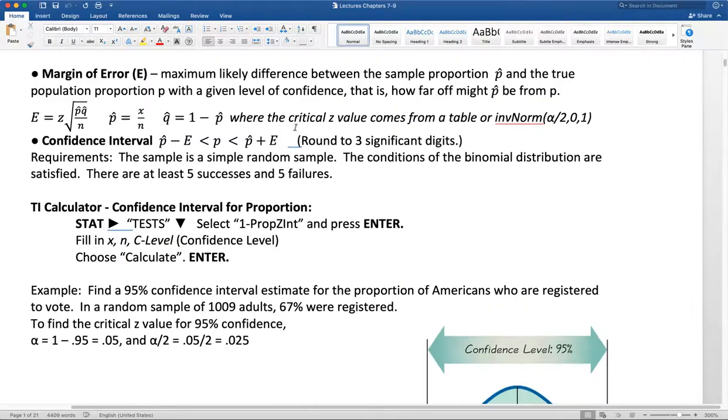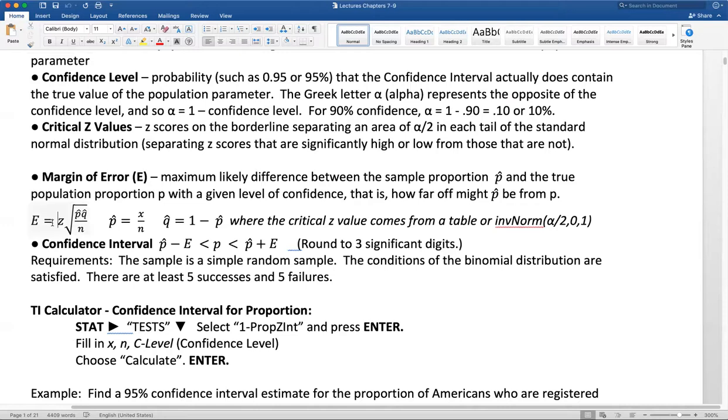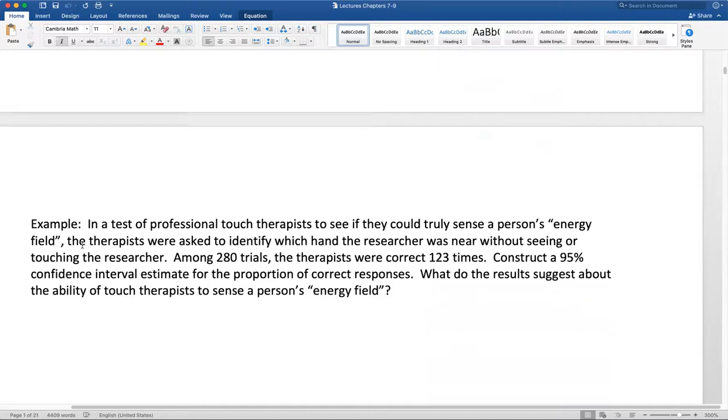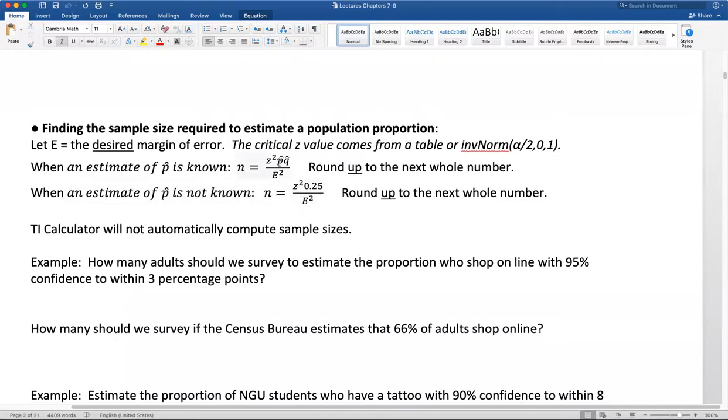To find the sample size required, we use the formula. Mathematically, E is equal to z sub alpha over 2 times the square root of p hat times q hat over n. We solve that equation for n, and we get this. For a given critical z value, p hat, q hat, and E, we can find n.